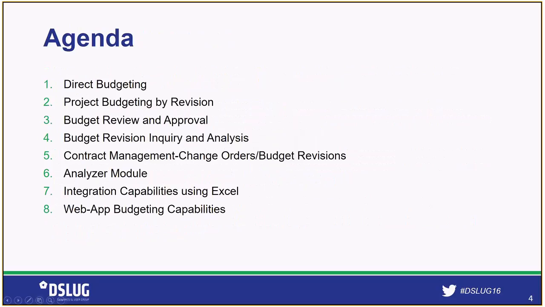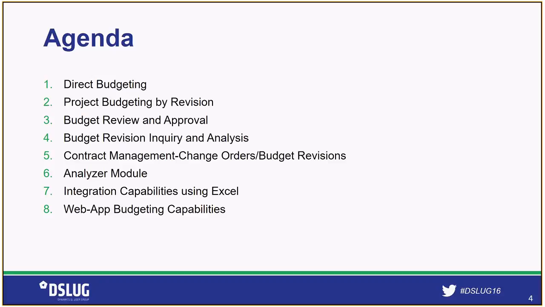Our agenda for today: we're going to look at direct budgeting in project budgeting. We're going to look at project budgeting by revision, budget review and approvals, budget revision inquiry and analysis. We're going to look at the contract management change order budget revision module and the analyzer module. Neither of those modules are actually standard with Dynamics, they are add-on modules, but I wanted to be able to show you what the options are if you do have those and if you want to use them.